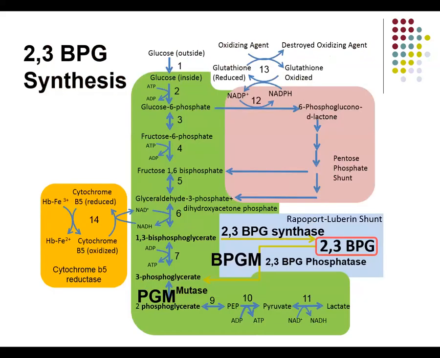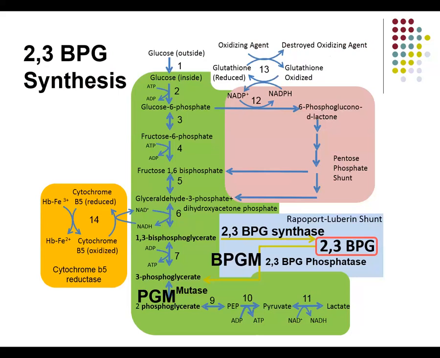2,3-BPG is made from 1,3-bisphosphoglycerate in a reaction catalyzed by 2,3-BPG synthase. And 2,3-BPG is degraded by 2,3-bisphosphoglycerate phosphatase, producing 3-phosphoglycerate. Both 1,3-bisphosphoglycerate and 3-phosphoglycerate are intermediates of glycolysis.